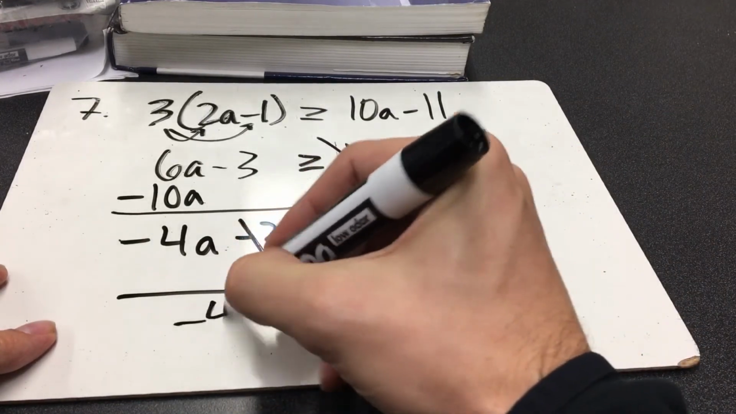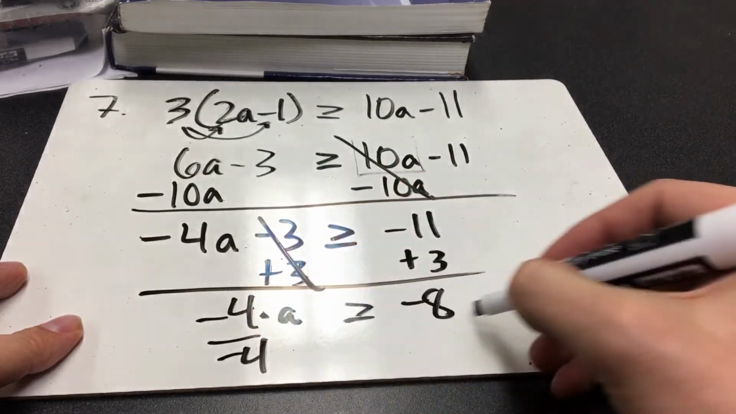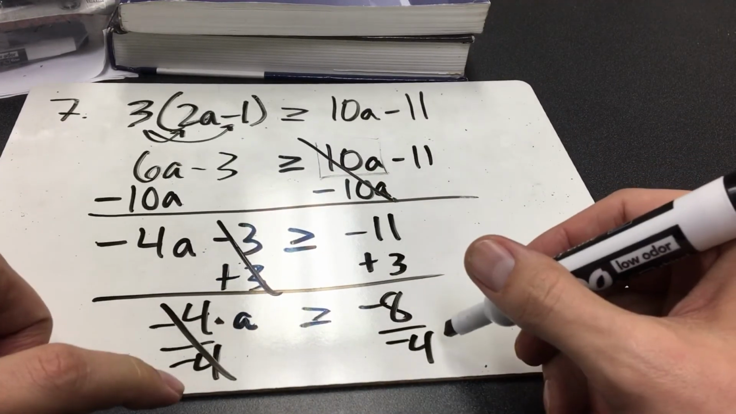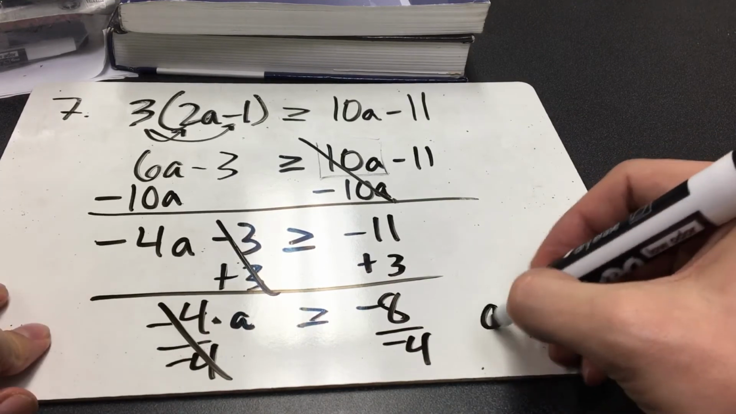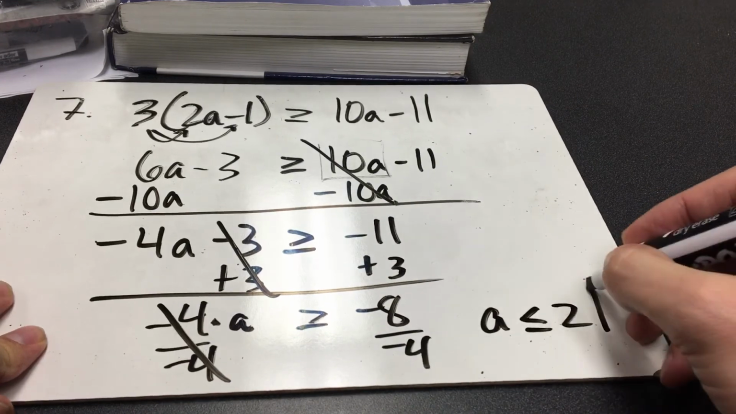And then here I have a multiplying part, negative 4 times a. So the opposite of multiplying is dividing. And when I divide, I'm going to have to flip the symbol, right? Because I divided by a negative on both sides. So I'm going to flip the symbol around, and then negative 8 divided by negative 4 is 2.